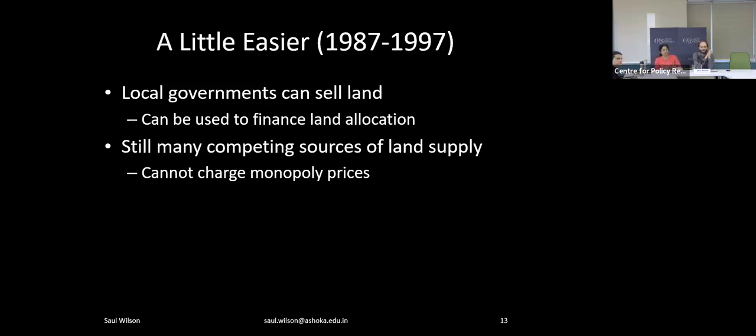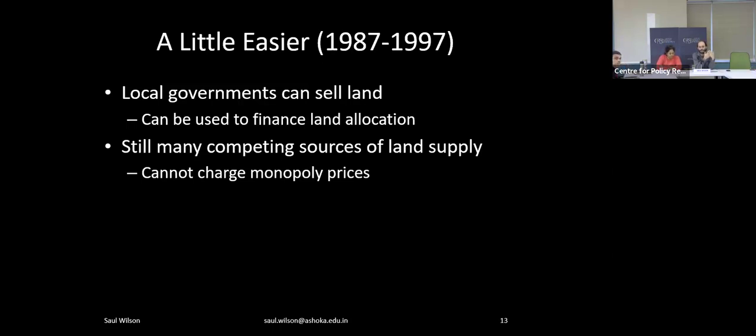There's still competing sources of land supply. You still have large state-owned enterprises in cities that are illegally selling their land to real estate developers as well. And that prevents local governments from selling land at high prices. Even the local governments themselves are competing within the local government. You'll have different offices within the same government trying to sell land. That also drives down land prices.